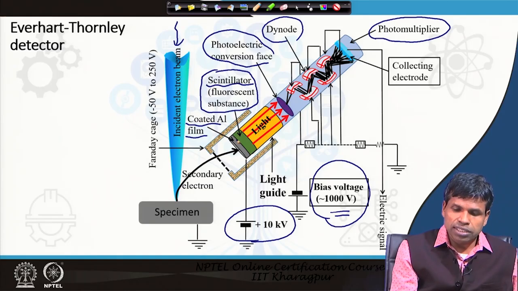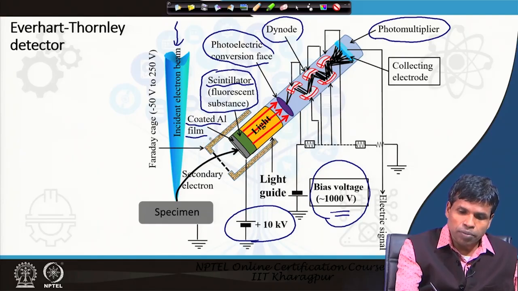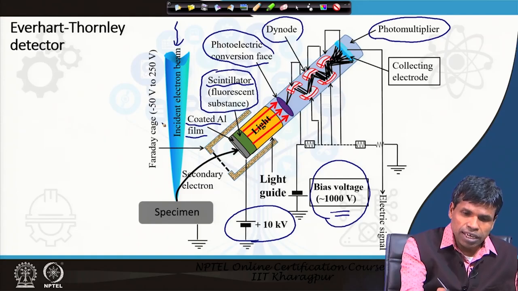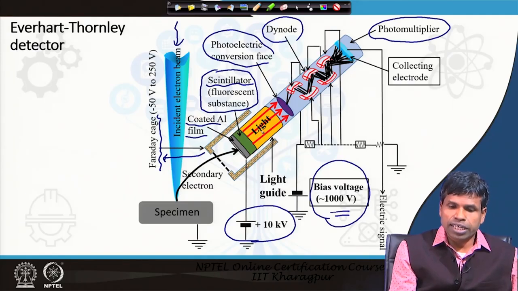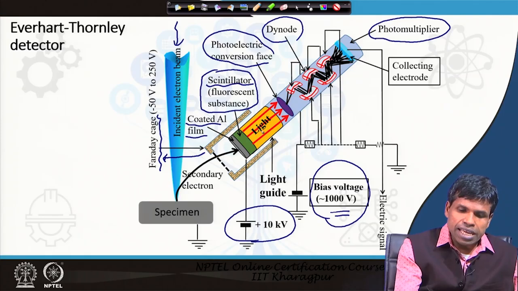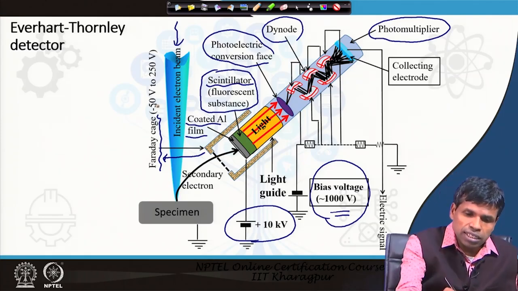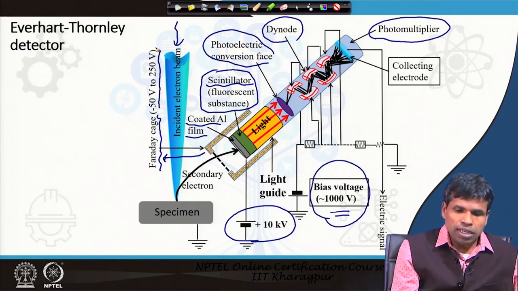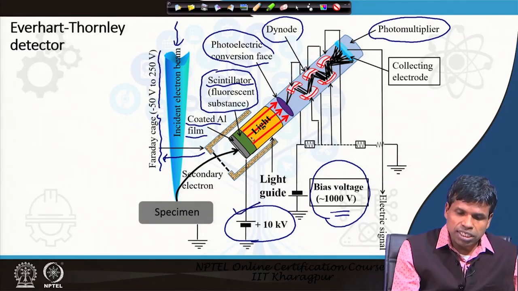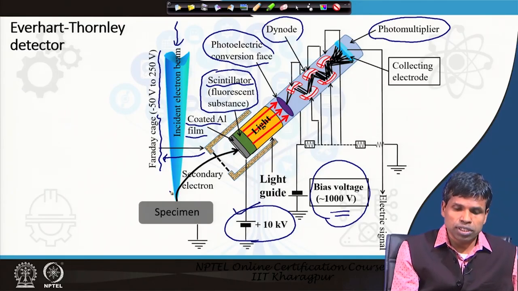So, this high voltage of the detector material could affect the incident beam. Therefore, in order to avoid that, we have another covering on the detector, called the Faraday cage. As you see, this is our Faraday cage, covering the detector, and the Faraday cage is insulated from the detector or scintillator. This Faraday cage is given a smaller potential or smaller bias, minus 50 volt to 250 volt. So, this Faraday cage prevents the high bias applied to the scintillator from affecting the electron beam striking the specimen.